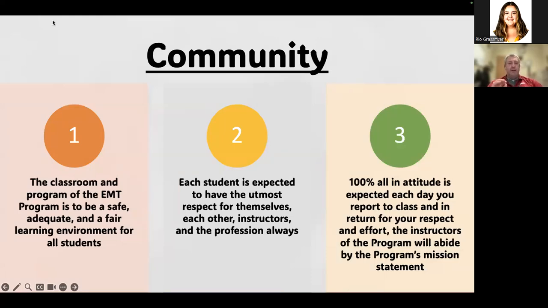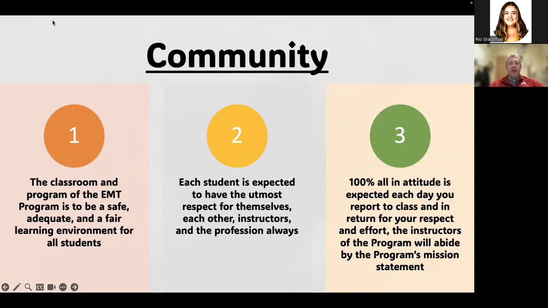Community, we've talked about it. We're talking about it one more time here. The classroom, the EMT program, is to be a safe, adequate, and fair learning environment for all students. It has to be equitable. Without an equitable classroom, you don't have a program that's thriving at all. You have one that's barely surviving. Change the way you're doing it and ensure that you're building them up.